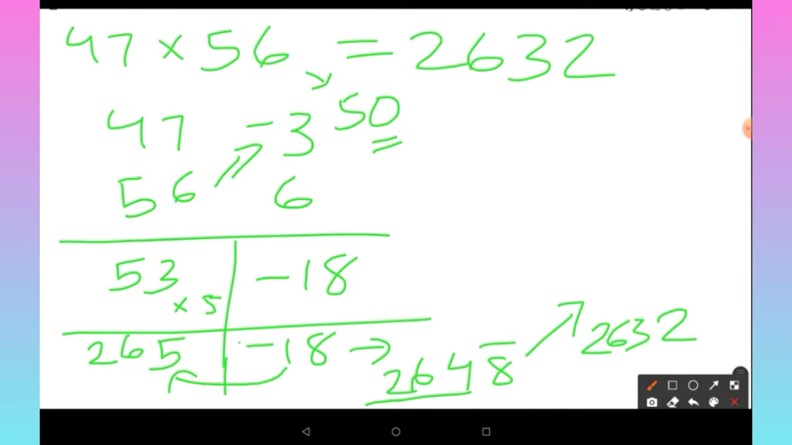Now we can apply this multiplication trick for finding the square of large numbers also. For example, you are asked to find the square of 497. So your question is to find 497 square.